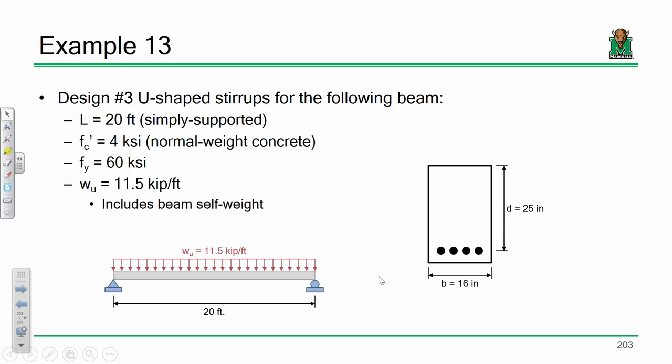let's break this down. So I have a beam that's 16 inches wide, it's 25 inches tall. So remember, the shape of the beam is primarily determined from your moment design that we did earlier, you know, homework 3, homework 4, all that. The shape of your beam is determined from that, and what we're trying to do is determine the shear stirrup layout. So the beam is 16 inches wide, 25 inches tall, we got 4 KSI normal weight concrete, 60 KSI steel. As for the beam itself, it's 20 feet long, and it has 11.5 kips per foot.